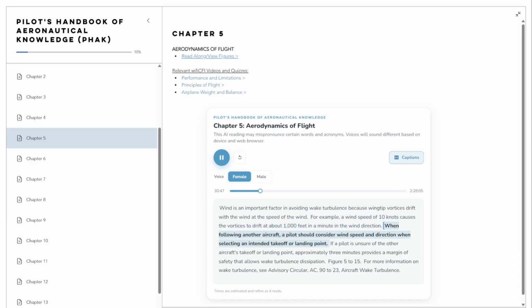When following another aircraft, a pilot should consider wind speed and direction when selecting an intended takeoff or landing point. If a pilot is unsure of the other aircraft's takeoff or landing point, approximately 3 minutes provides a margin of safety that allows wake turbulence dissipation. Figure 5-15. For more information on wake turbulence, see Advisory Circular AC 90-23, Aircraft Wake Turbulence.